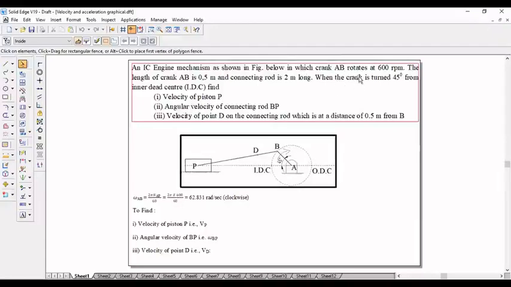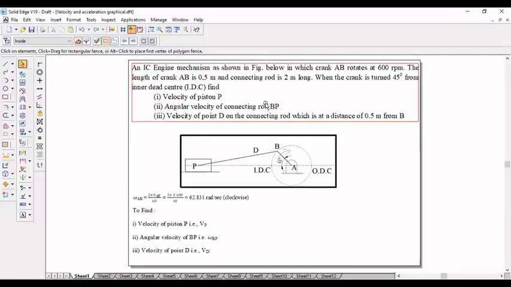When the crank is turned 45 degrees, the position of the crank is 45 degrees from the inner dead center, IDC, towards the outer dead center. You need to find the velocity of piston P, because they have given the speed of the crank. The velocity of the piston is not mentioned anywhere. That is what you need to find out.